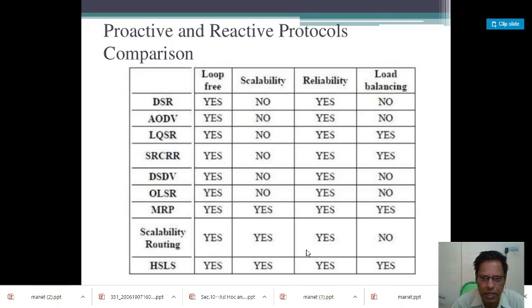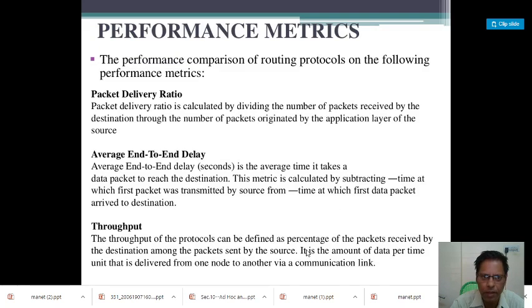And there is no load balancing in DSR and AODV. Okay, and load balancing is there in LQSR and SRCR, like that. Okay, these are all the parameters of comparison between the proactive and reactive protocols that this table is indicating. Okay, the performance comparison of routing protocols is based on the following metrics.